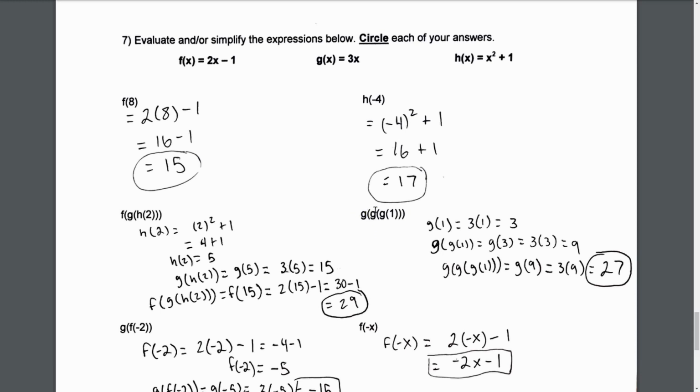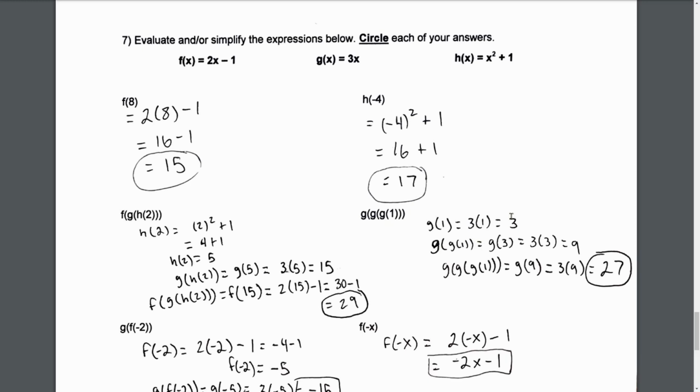Now we have g of g of g of 1. So the first step is to solve for g of 1. So we plug in 1 into the g function. We have 3 times 1 equals 3. So g of 1 equals 3.